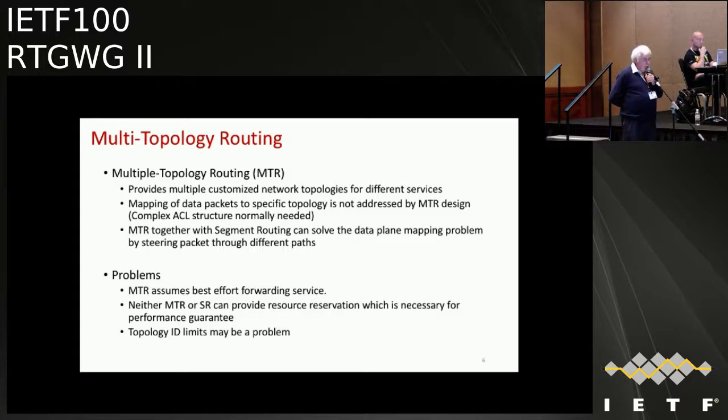So what are the problems? Well, MTR is really still a best effort forwarding service, and adding segment routing doesn't entirely solve the problem, because segment routing doesn't provide resource reservation, which is necessary for the performance guarantee. Also, if we build our control plane based on MTR, we think we hit a topology ID limit problem.